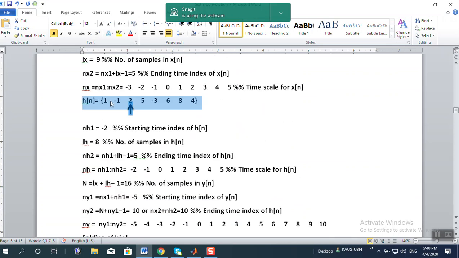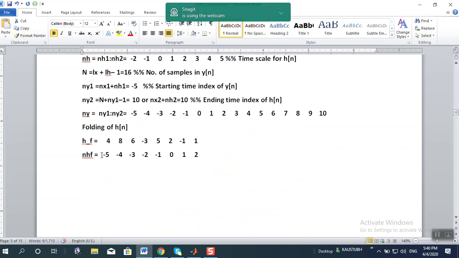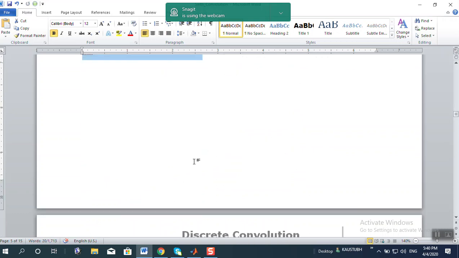And what will be the time scale? It started at minus 2 and ended at 5. So the folded time sequence will have the time scale from minus 5 to plus 2. So you see, minus 5 to plus 2. So this is the folding.